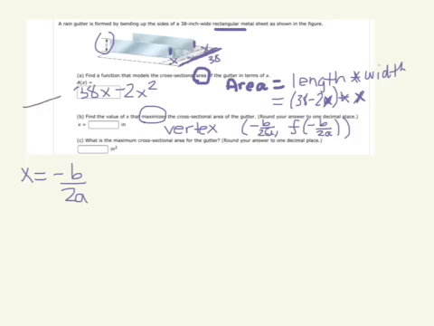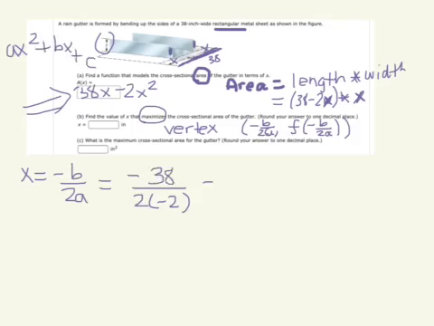And remember, the standard form of a quadratic is always ax squared. So a is the value that's in front of the x squared term, your leading coefficient. B is always the term with the x. So it's 38 in this problem. So you have a negative 38 divided by negative 4.